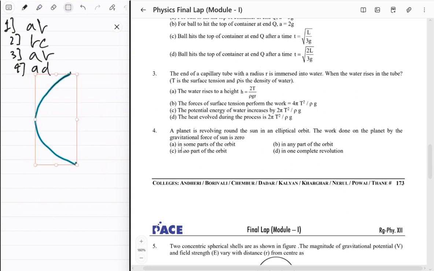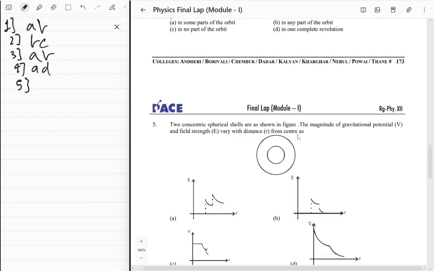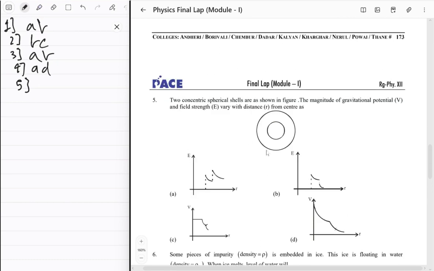Next, fifth. Two concentric spherical shells are as shown. The magnitude of the gravitational potential and field strength vary with distance r as shown. So shells है ये, okay.